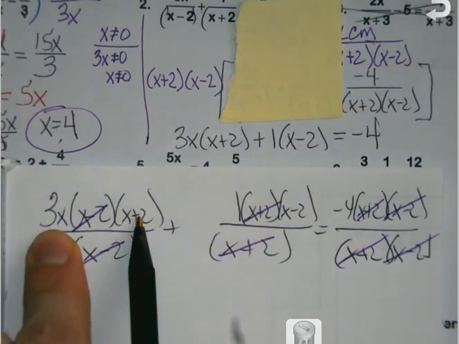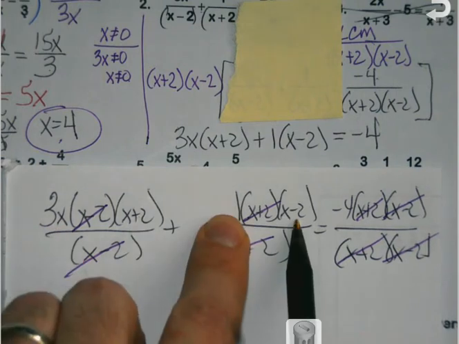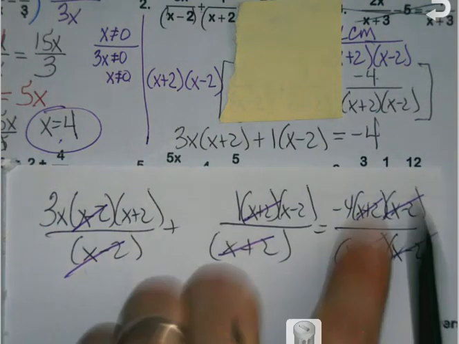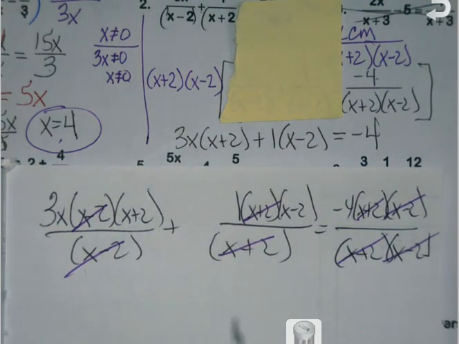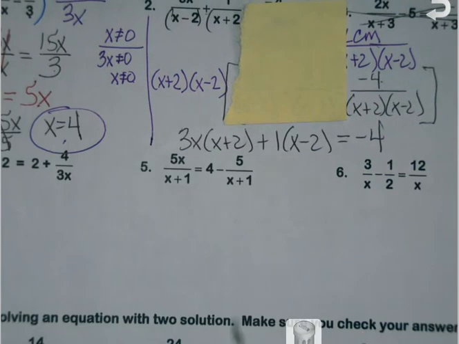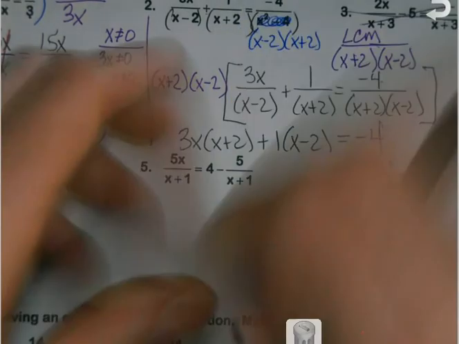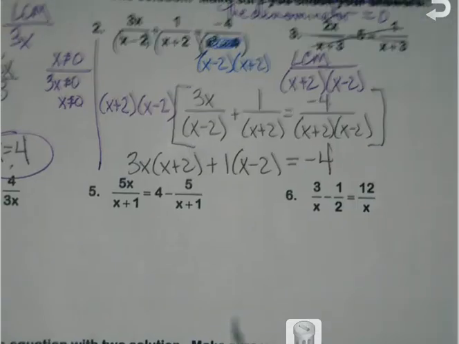There's the 3x, x plus 2. There's the 1 times x minus 2. And here, everything canceled except the minus 4. So either way works. Find one that works. And don't just say, I'm not doing it the other way because I don't like it. It's too much work. We've got to do what we've got to do to make this work out for us. So now I've got my Algebra 1 work to do, and I'm done.